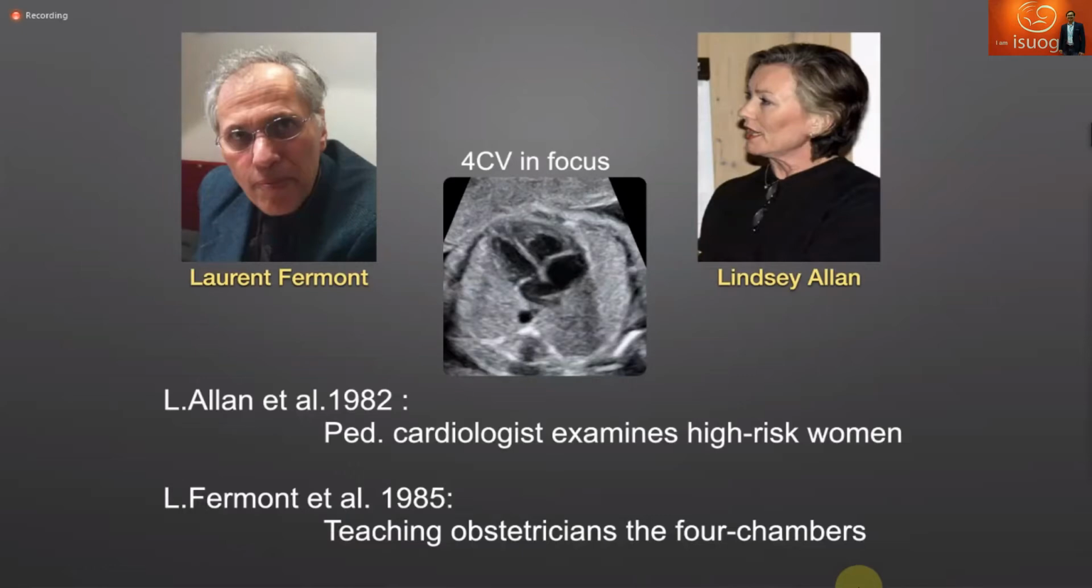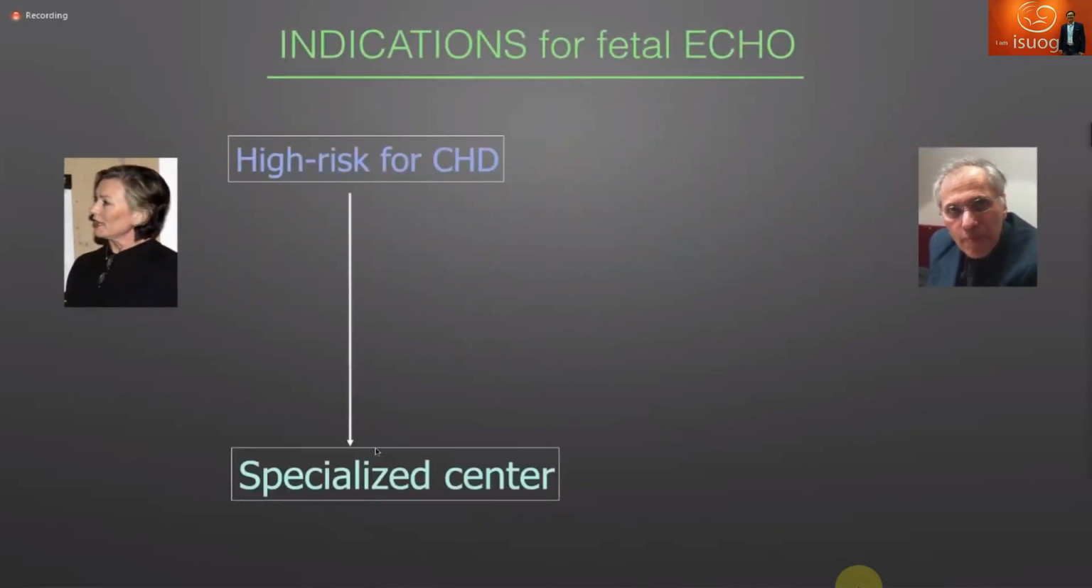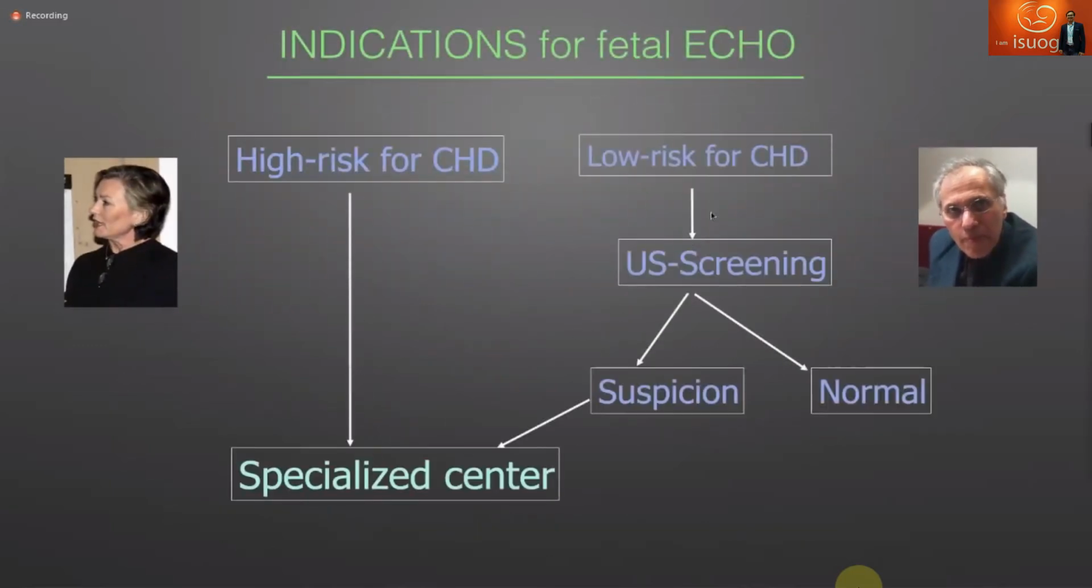That means we have to seek women at high risk and send them to the pediatric cardiologist. Laurent Fermont said, well, I think it works better if I go to the obstetricians and try to teach them to analyze the 4-chamber view. In other words, this is the screening strategy we are using today. If you have a high-risk patient, you send directly to a specialized center. But if you have a low-risk patient, you should focus on ultrasound screening. If there is any suspicion, you send to the specialized center.